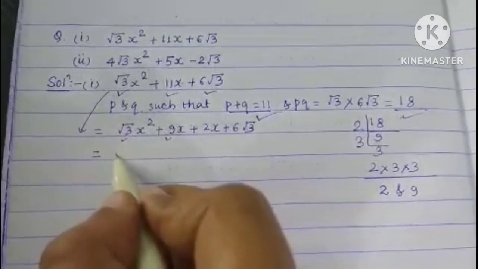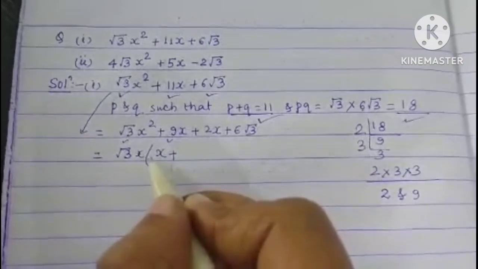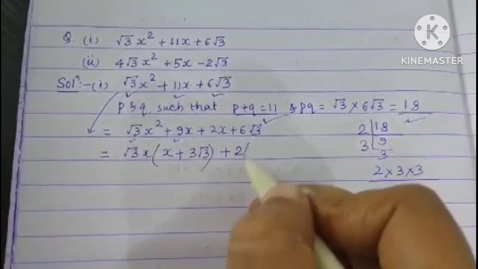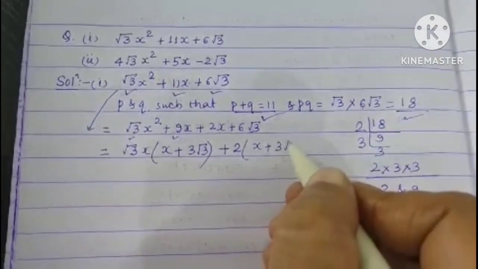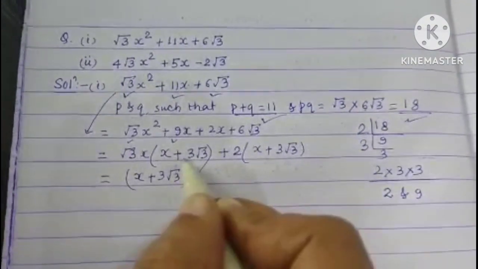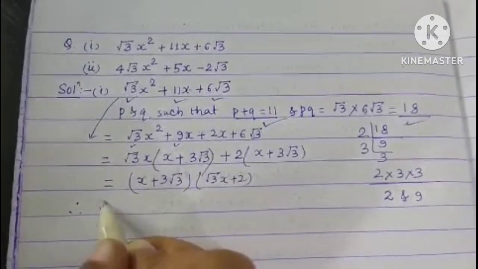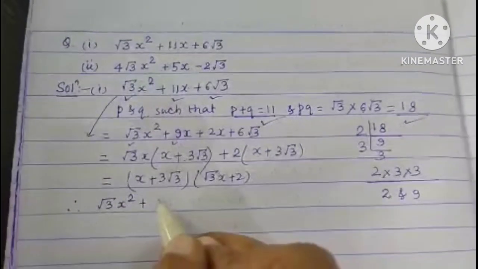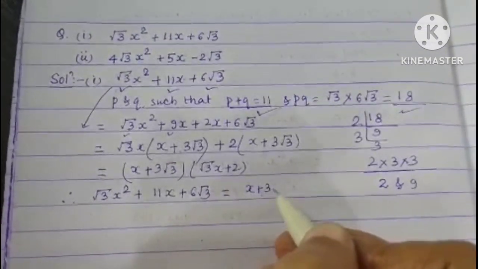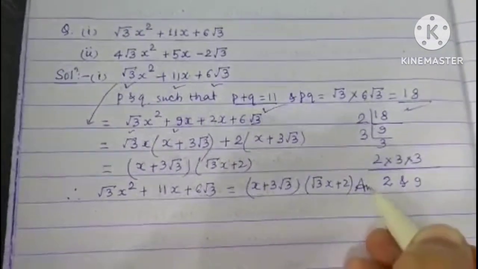We will take common here root 3 x also. So here it will be x and here it will be 9 divided by root 3, so 3 root 3. Plus we will take 2 common here, x plus again 3 root 3. So x plus 3 root 3, this one, and another one is root 3x plus 2. Therefore root 3 x square plus 11x plus 6 root 3 will be equal to x plus 3 root 3 times root 3x plus 2. This will be our answer, factorized form.